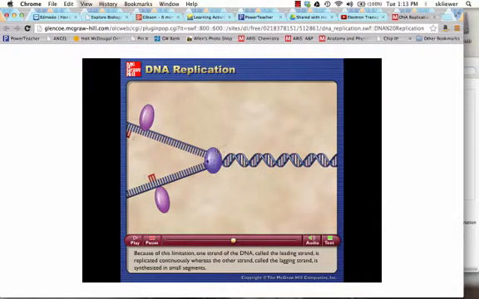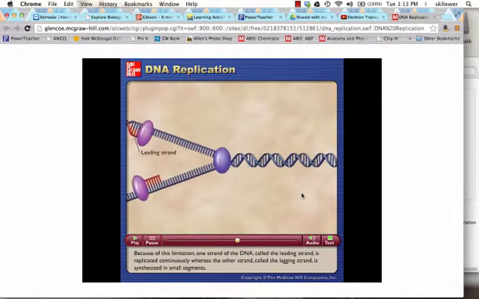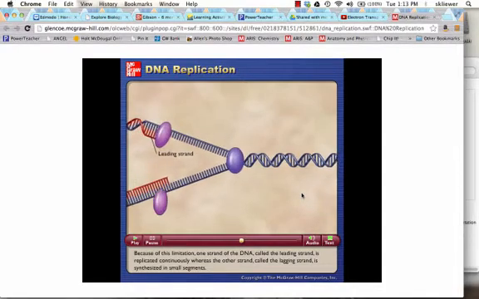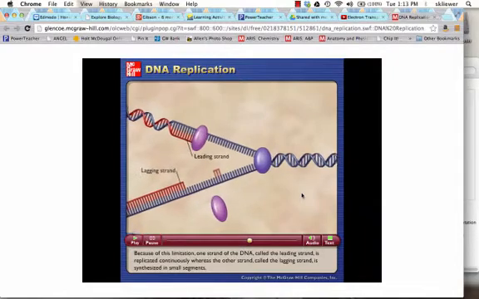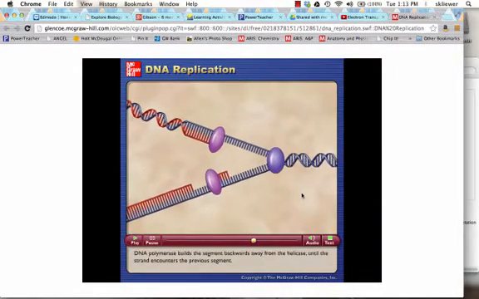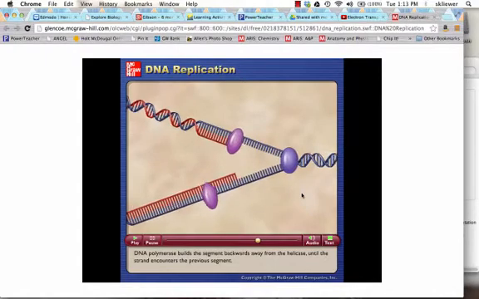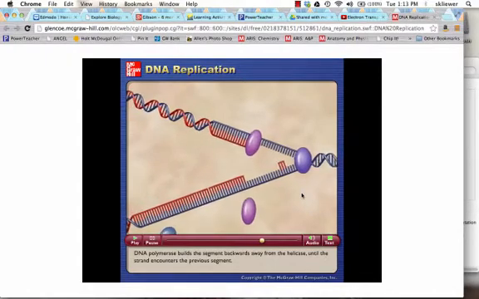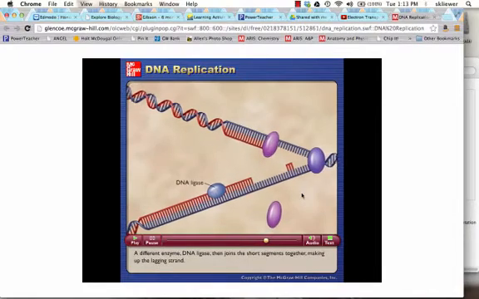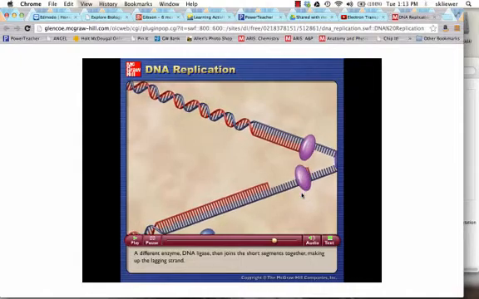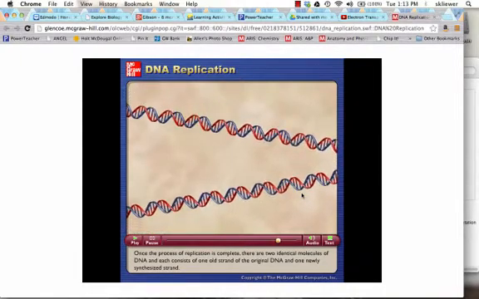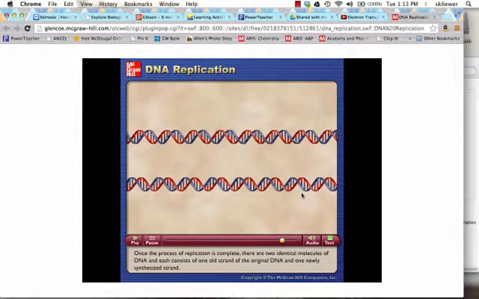One strand of the DNA, called the leading strand, is replicated continuously, whereas the other strand, called the lagging strand, is synthesized in small segments. DNA polymerase builds the segment backwards away from the helicase until the strand encounters the previous segment. A different enzyme, DNA ligase, then joins the short segments together, making up the lagging strand. Once replication is complete, there are two identical molecules of DNA, and each consists of one old strand of the original DNA and one newly synthesized strand.